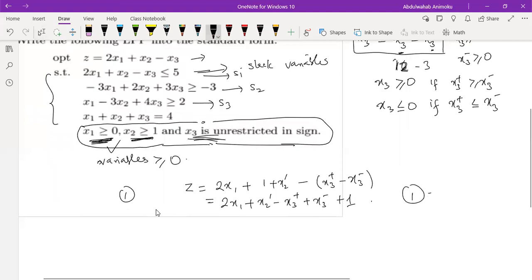Now let's move to the second one, the conditions. For the conditions or constraints, what do we have?